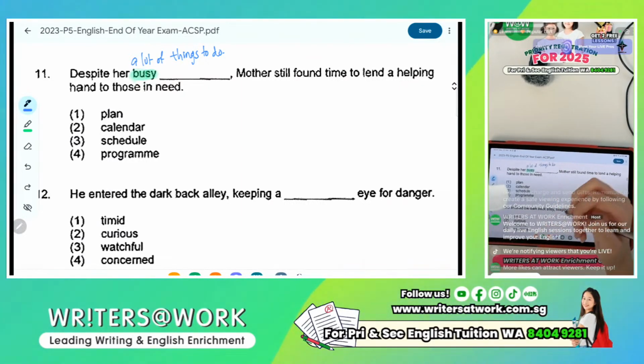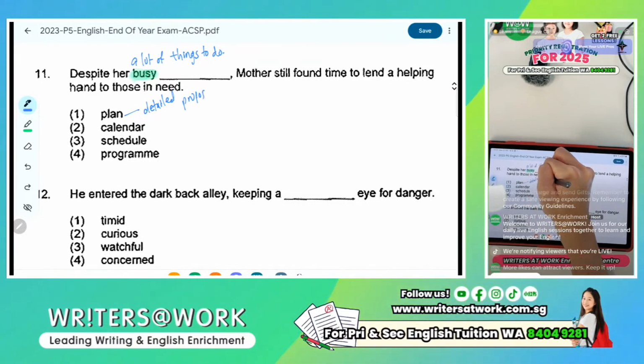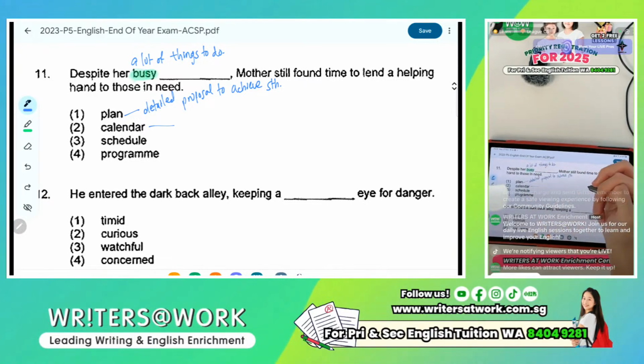Let's take a look at the options given. The first word, plan, refers to a detailed proposal to achieve something. So for example, I can say that I have a plan to achieve my AL1 for PSLE. So it's a series of steps needed to achieve my goal. Calendar here just refers to your calendar on your phone, which basically shows your dates.